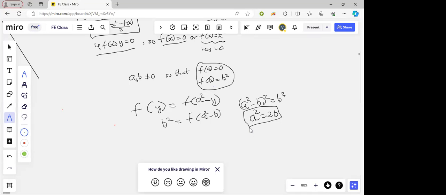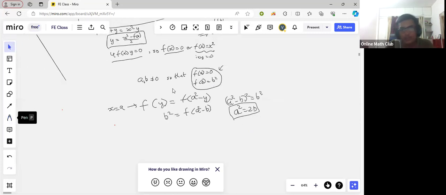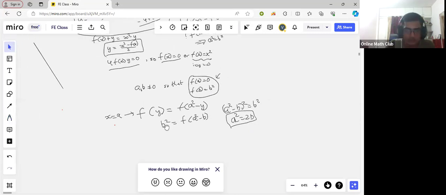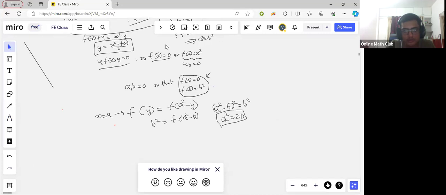Can you re-explain why you did f of y equals f of a square minus y? So this is essentially putting x equal to it. What we want to do is eliminate this pointwise trap, where you have some values as 0, but some values as b square. To eliminate them, we just substitute these values. So here I just substituted x equal to it, and I got this.